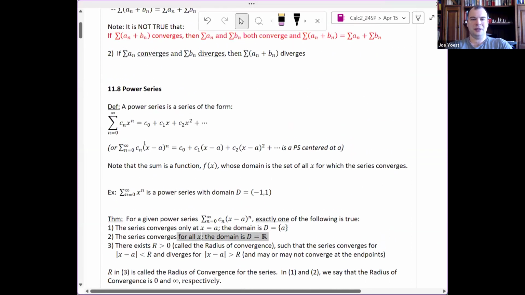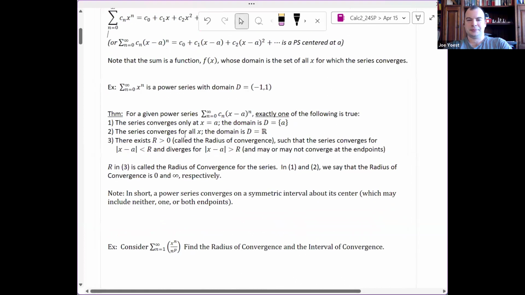It's also possible the series converges for all x, for all real numbers. I suppose we could look at a goofy series where C1 is 1 and all of the other Ci are 0. The domain could be all real numbers. Or the third possibility is there exists r bigger than 0, a radius of convergence, as we call it, a positive real number, such that the series converges for absolute value of x minus a less than r and diverges for absolute value of x minus a bigger than r, and may or may not converge at the endpoints.